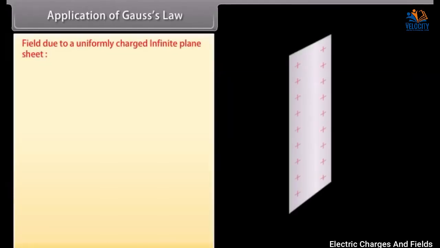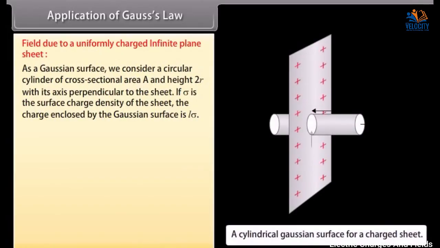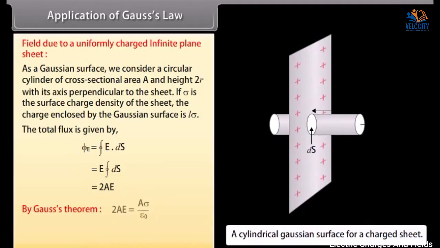Field due to a uniformly charged infinite plane sheet. As a Gaussian surface, we consider a circular cylinder of cross-sectional area A and height 2r with its axis perpendicular to the sheet. If sigma is the surface charge density of the sheet, the charge enclosed by the Gaussian surface is A sigma. We know that phi E is equal to the integration over the closed surface of E dot ds, which is equal to the product of 2A and E. According to Gauss's theorem, we get the electric field at any point at a distance r from the sheet as sigma divided by 2 epsilon naught.